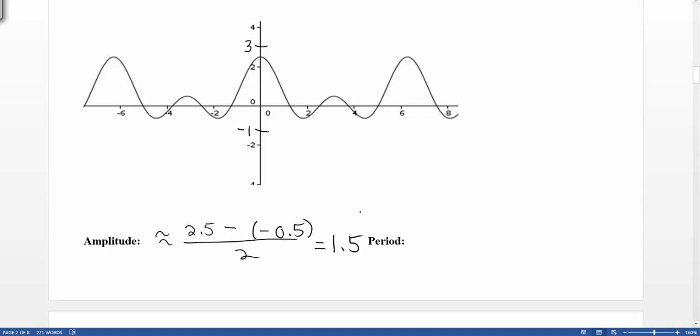My period is how long it takes for me to start repeating my pattern. So I'm going to start with this point right here, which happens at x equals 0. And then I'm going to see how long it takes till I get back to this peak. So you can see here that this peak happens again at roughly 6. So it takes me 6 units to start my pattern again. So my period is going to be 6. Let's look at the last one and see if we can find the same thing for this last periodic function.